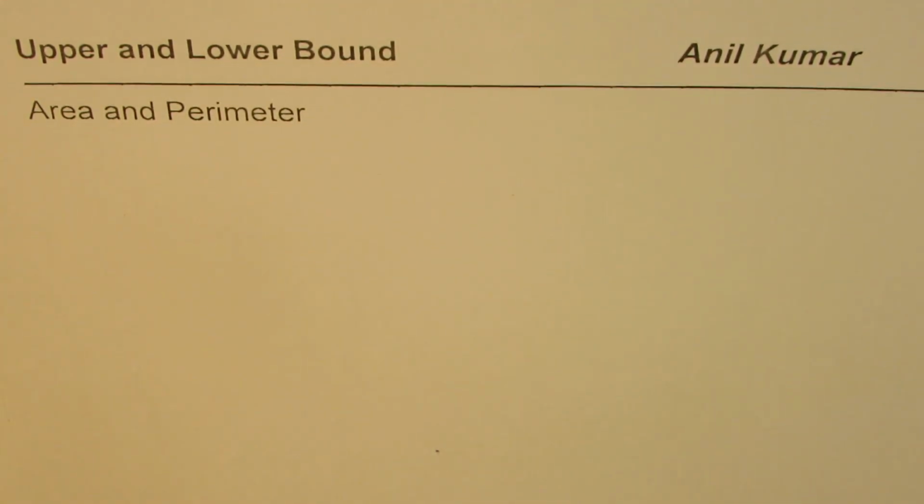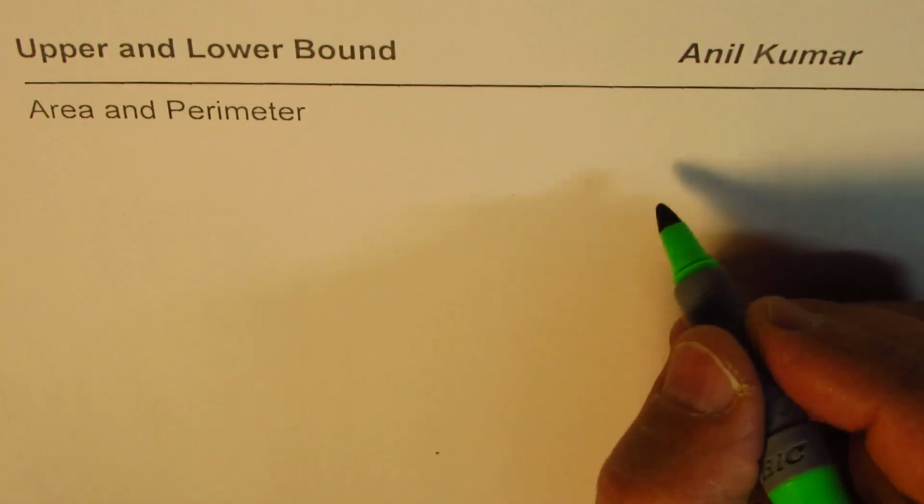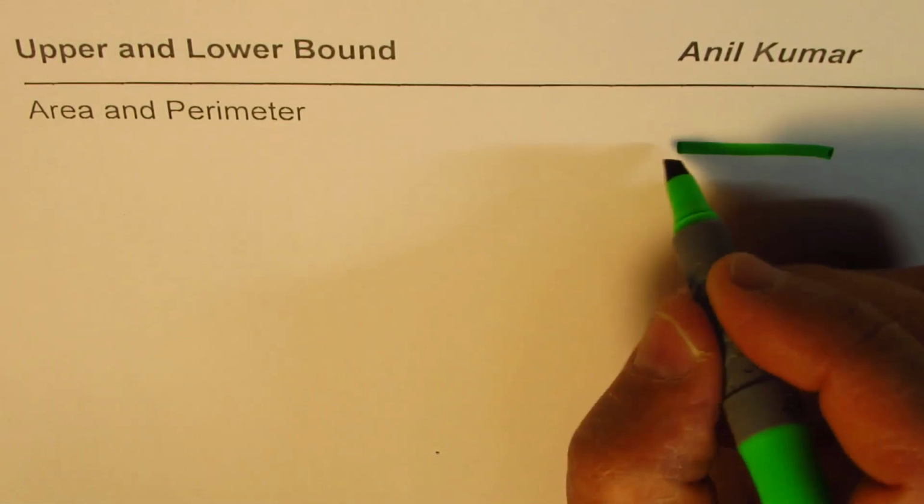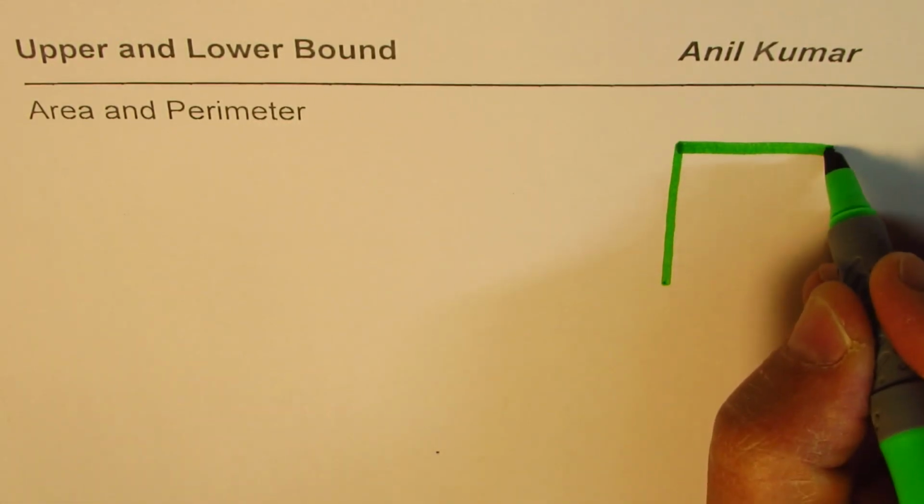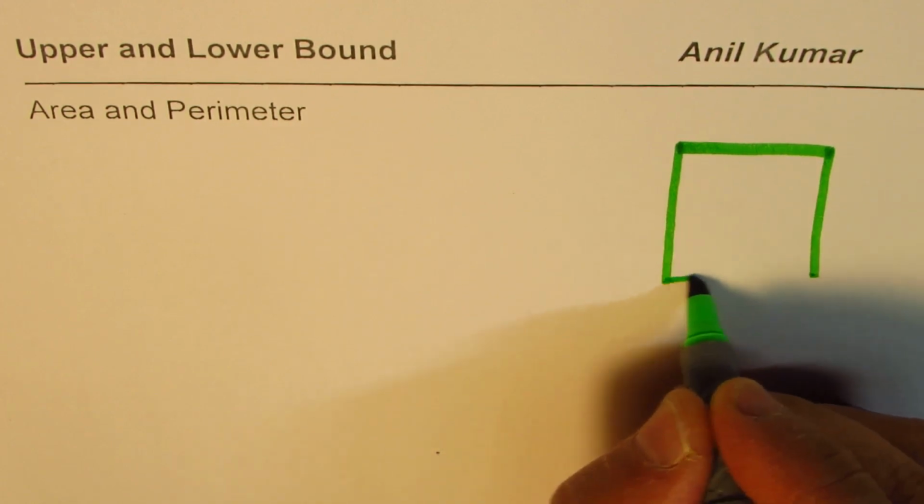I'm Anil Kumar. We'll understand upper and lower bound for area and perimeter in this particular question. Let's consider a rectangular frame, for example. Let's say this is our picture frame, right? So let's say that's the picture frame.